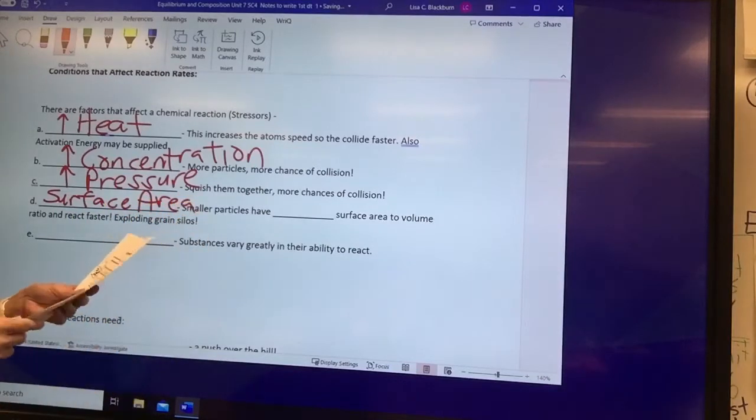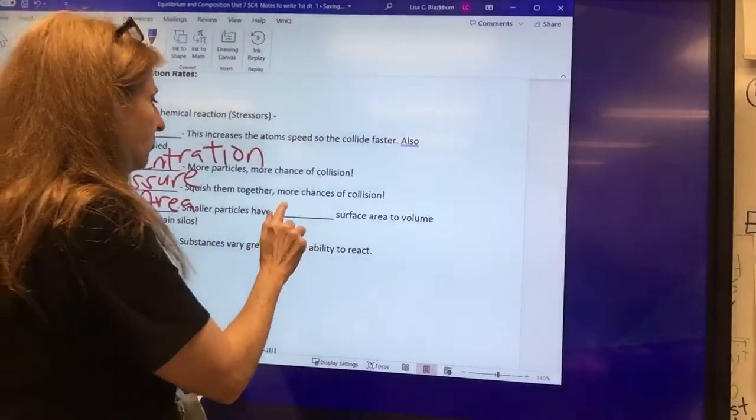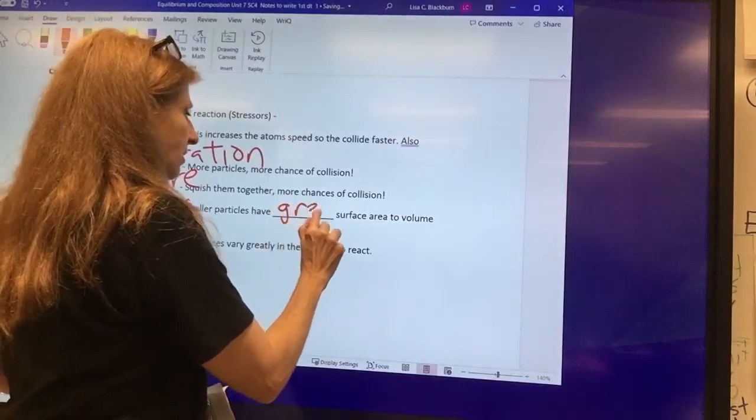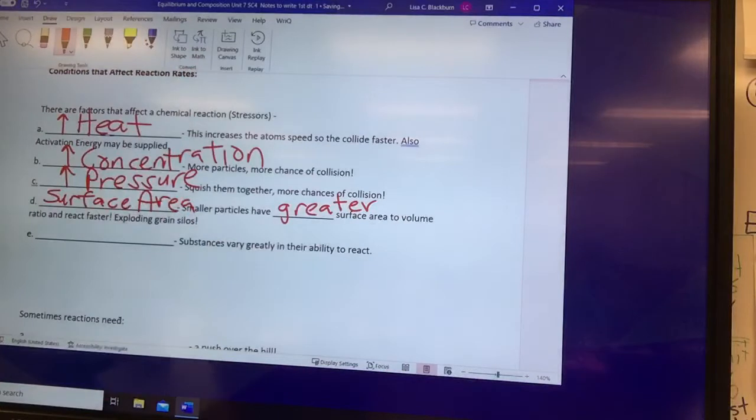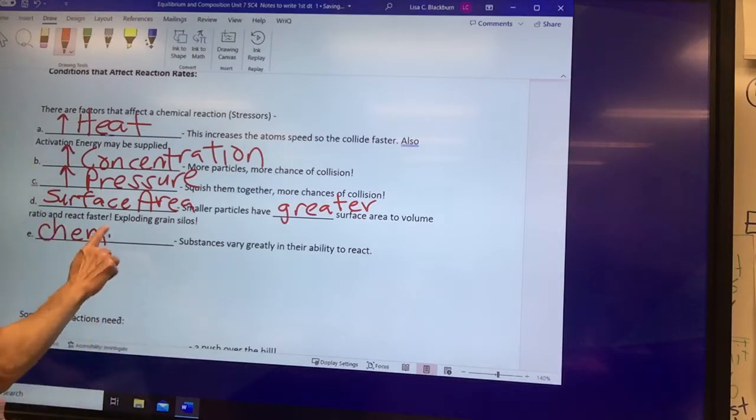Surface area: the smaller particles have greater surface area to volume ratio, sort of opposite of what you would think, and react faster, for example, exploding grain silos. And then the last one is the chemical nature. Some things are more reactive than others.